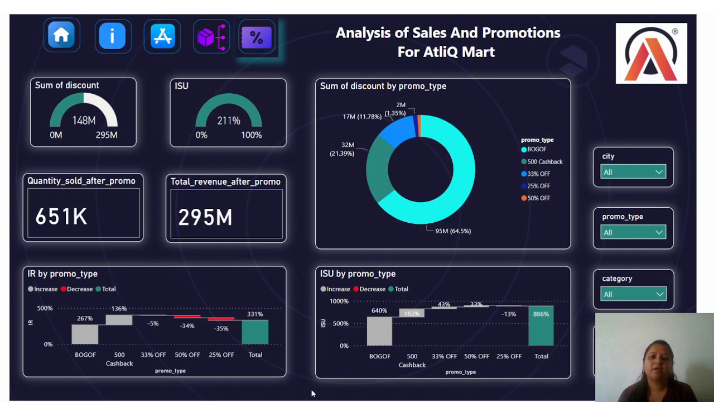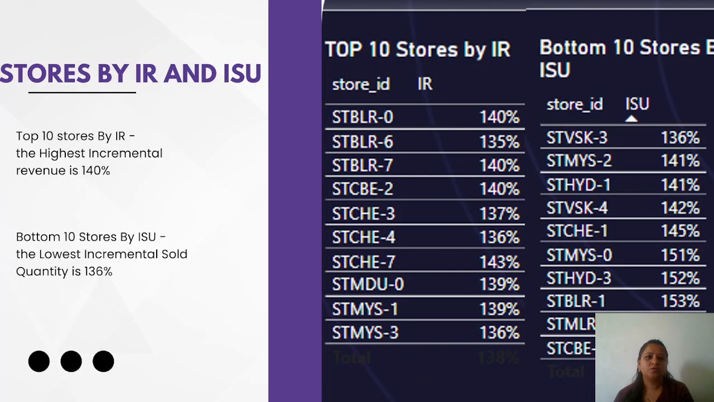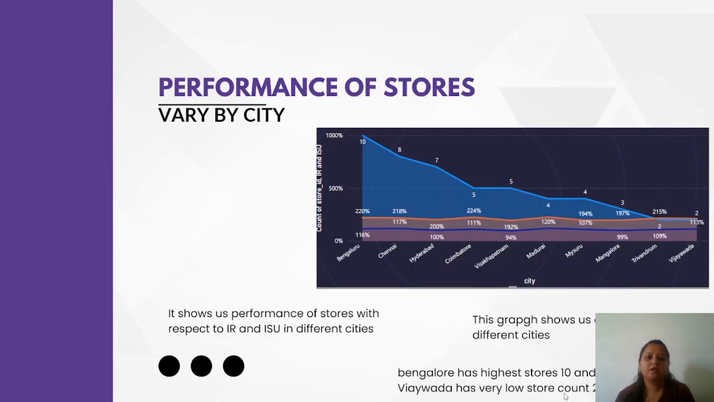So depending upon my report, I have created some insights. Let's see these insights one by one. These are the top 10 stores by IR and bottom 10 stores by ISU. Then these are the performance of stores varying by different cities.